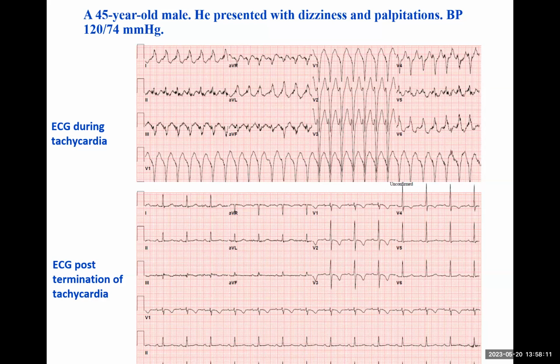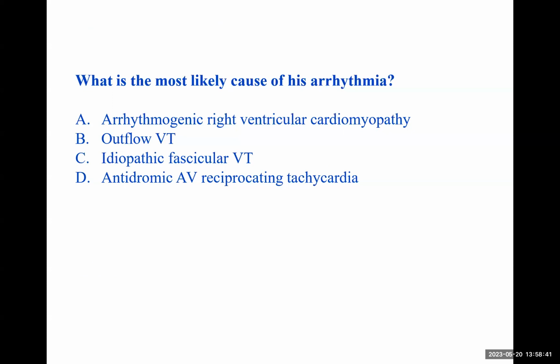I'll give you a minute to look at the ECGs and see what you think the cause of his wide QRS complex tachycardia is. So what do you think? Do you have a specific diagnosis in this patient? Let me go to the next one. Is it arrhythmogenic right ventricular cardiomyopathy, outflow tract, idiopathic fascicular VT, or antidromic AV reciprocating tachycardia?